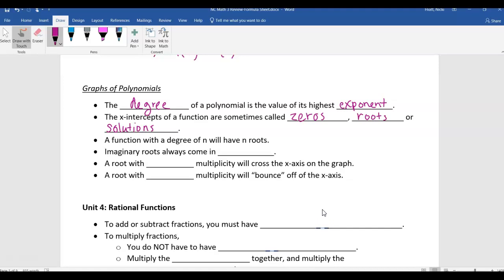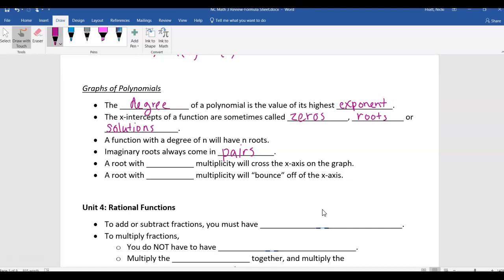So a function with a degree of n will have n roots. So if you have a fourth degree function, then it has 4 roots. They might not be all different roots. You can have roots that show up more than once. They can have a different multiplicity, but you will have that many roots. Remember that imaginary roots always come in pairs. And as I said, you can have a different multiplicity, so they could be there just one time, or 2 times, or 3 times, or 4 times.